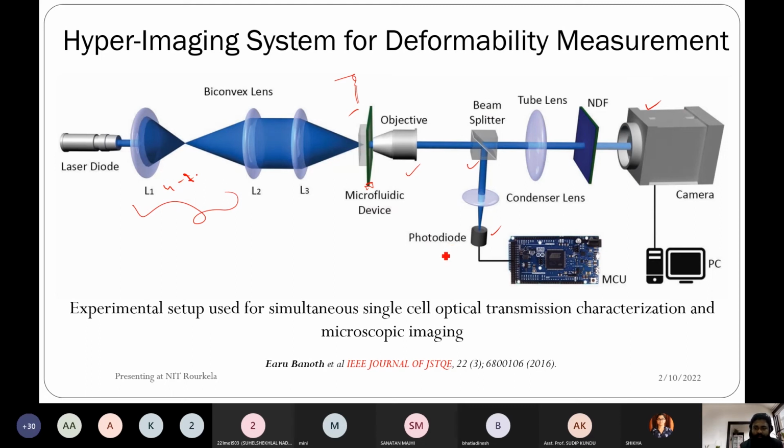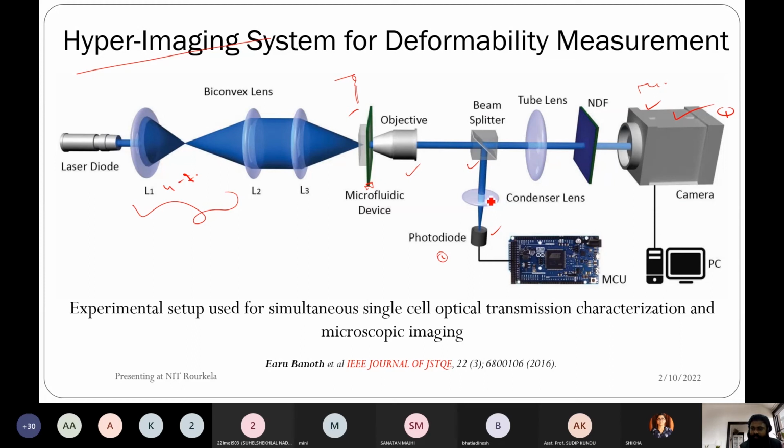Okay, and various other applications also, deformability and other things. So why are we calling it a hyper imaging system? If you consider any microscopy system, you will get the morphological features only, right? And in any spectroscopy analysis, you will get only the change of the spectrum, right? But with this system, you can get both pieces of information in a synchronous manner.